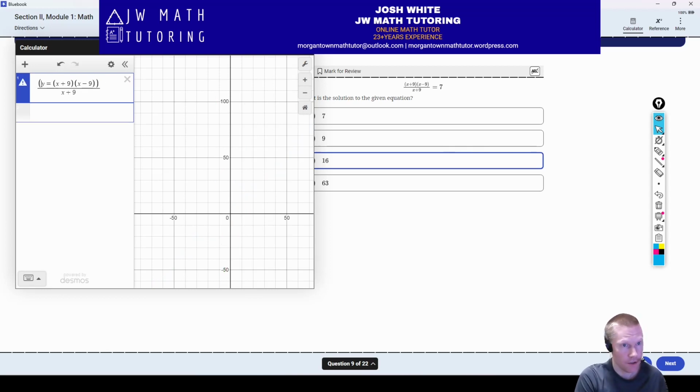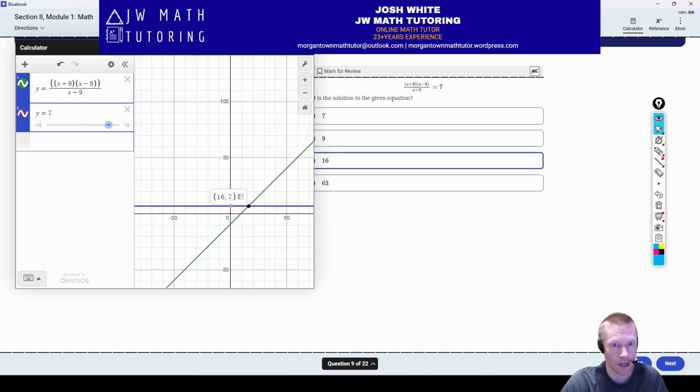Okay, except I need to get rid of this and put the y equals there. Okay, so we got the left side, and now we can do the right side. Where do they intersect? Right here at an x coordinate of 16. So that's it. That's all I have to do.